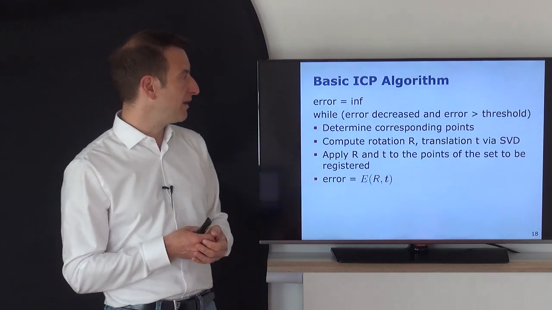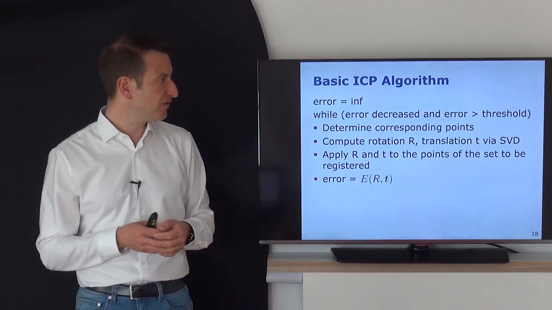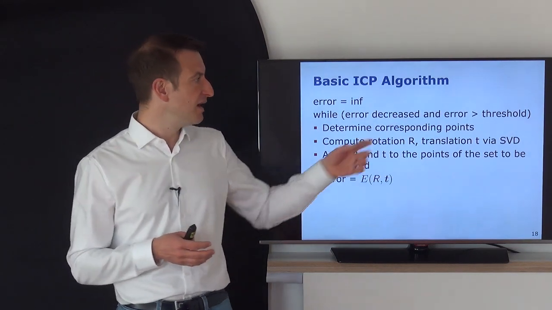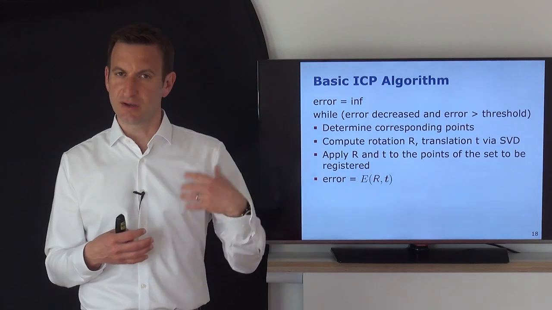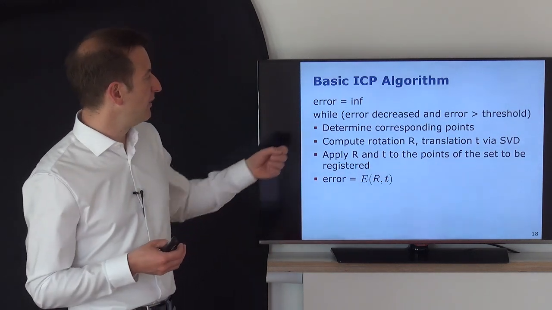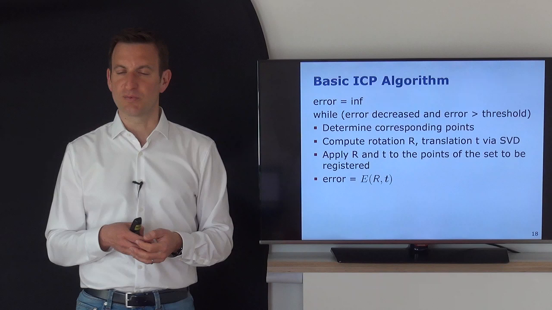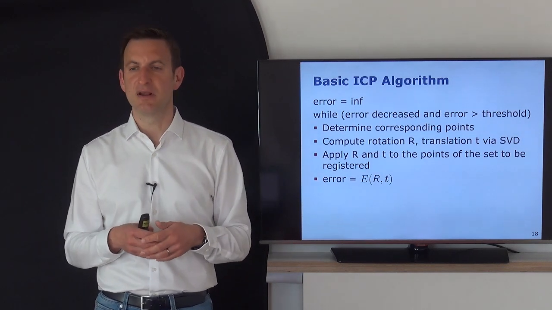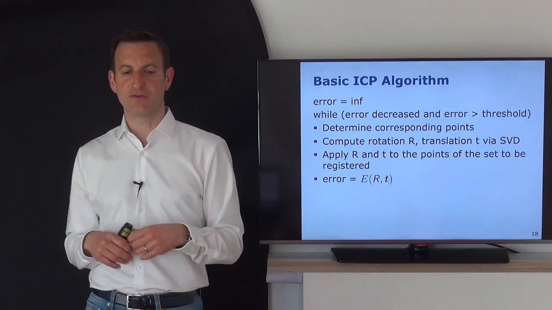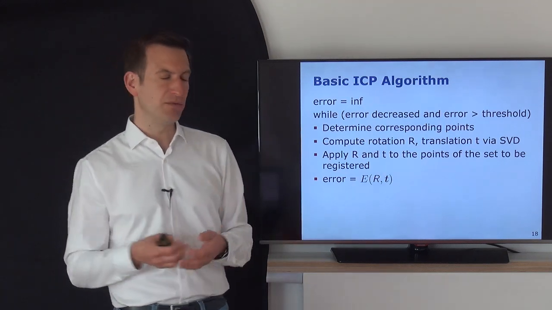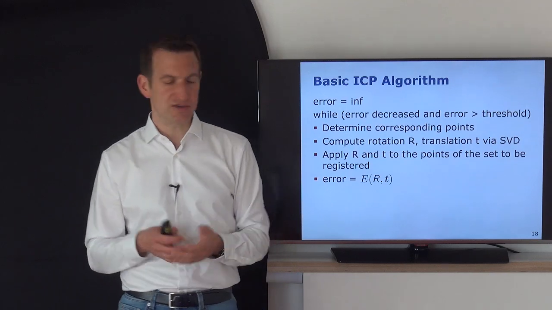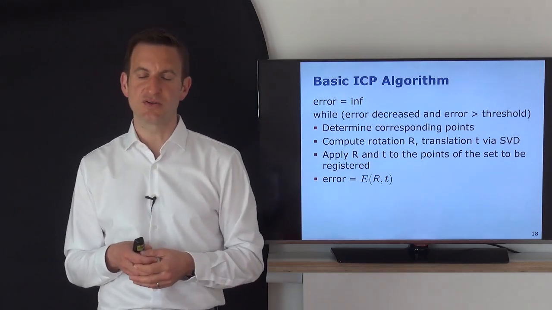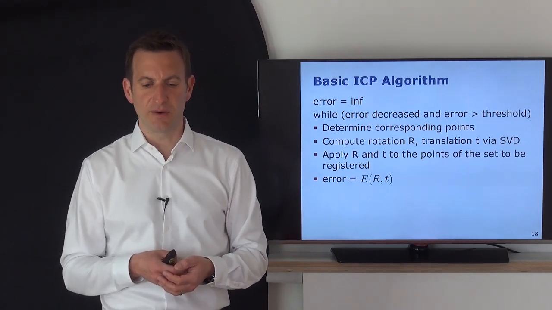We say, while the error decreases or has decreased in the last iteration and the error is still larger than a certain threshold, then we continue our iterative process. So what we do, we determine our corresponding points. This can be, for example, taking the closest point in the other point set given the initial guess. This is a standard approach that we can do. Then we compute the rotation and the translation vector using this SVD-based approach that I just explained before.